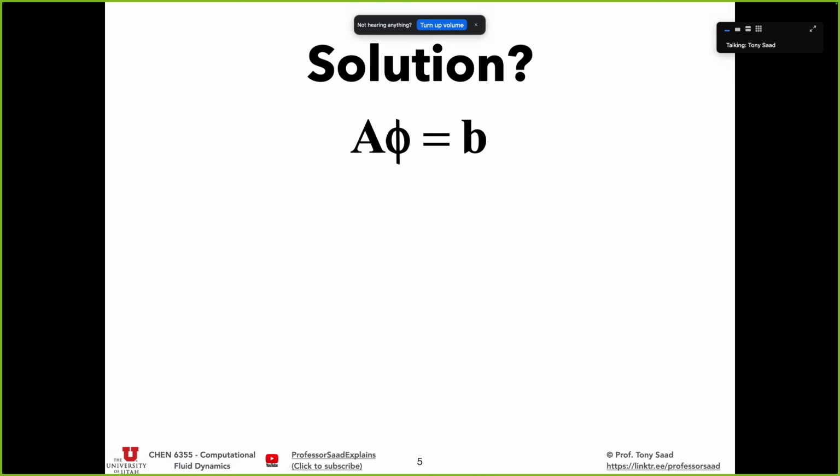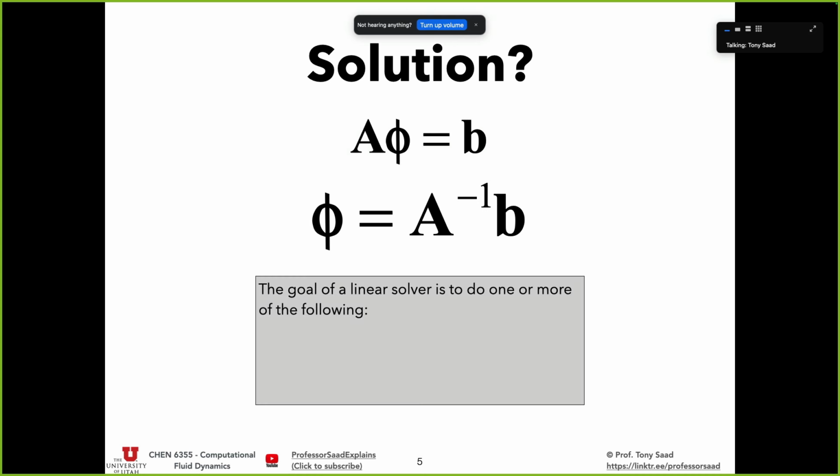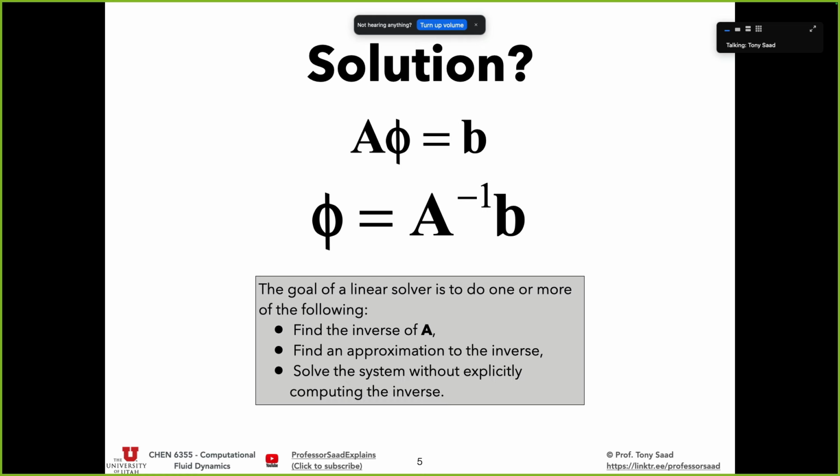All right, so how do we solve this? We say A phi equal B, and then phi is A inverse B, right? And so, okay, that's kind of what we've always learned, how to solve a linear system of equations, or at least write it mathematically. Now, the goal of linear solvers in general is to do one of the following. Either find the inverse of A, which is a very expensive proposition, and we will demonstrate that in your homework. Find an approximation to the inverse. Okay, so these are methods where you find an approximation to the inverse and then just use that inverse to solve the system. Or find the solution of the system without explicitly computing the inverse.